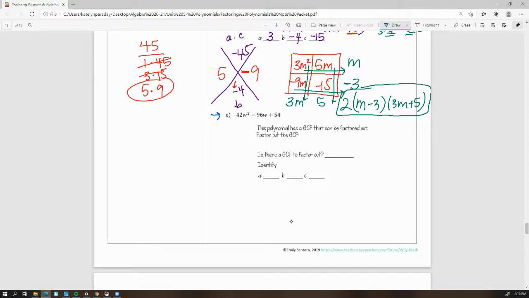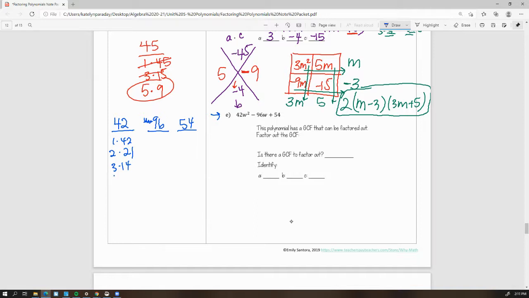42, 96, and 54. Those are all big numbers. So what I would look at is the factor sheet that I posted on the weekly page to figure out, okay, what are my factors of all these numbers? I just kind of ignore the negative. 1 times 42, 2 times 21. What else? 42 divided by 3 is 14. 42 divided by 4. 42 divided by 6 is 7.